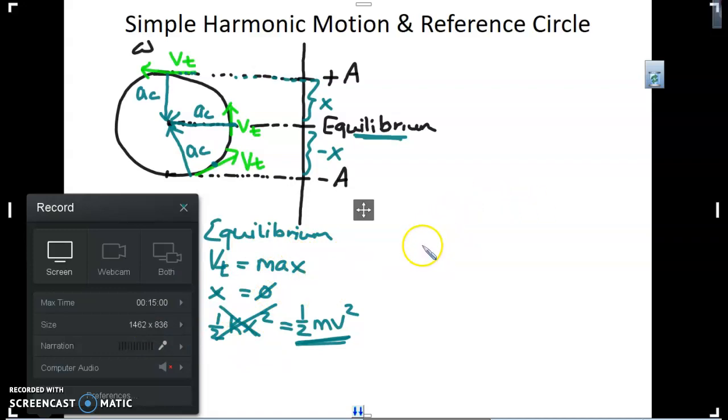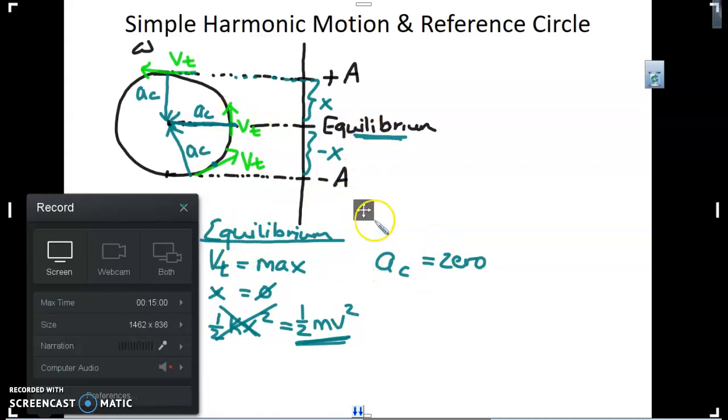With acceleration, a sub c is 0 at equilibrium. At equilibrium, look at the vectors here. A sub c, if I was trying to project that onto the screen, would be a dot. However, right up here, at our maximum amplitude, our full x, our full displacement, a sub c is at a maximum, whereas at equilibrium it was 0.